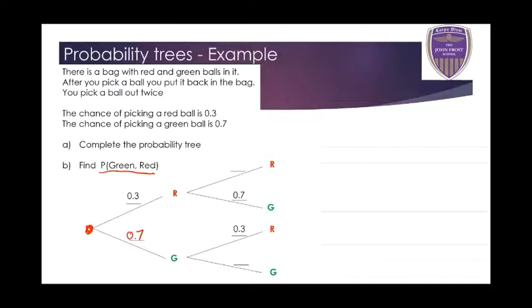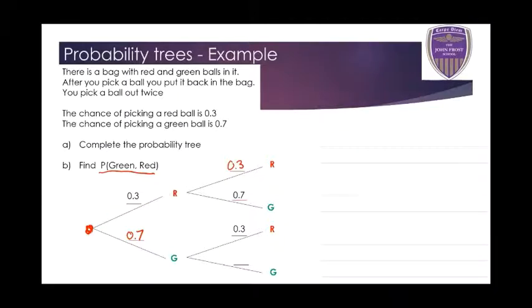Now, let's go along the top arm first, and we get to another event. This is after we've put the ball back in the bag and picked out a second ball. We can either get a red ball, and remember, the chance of picking a red ball is 0.3, so the probability of that will be 0.3. The chance of picking a green ball as the second ball will still be 0.7, because remember, we put the ball back and then picked out a second one. So we're happy with green being 0.7 again.